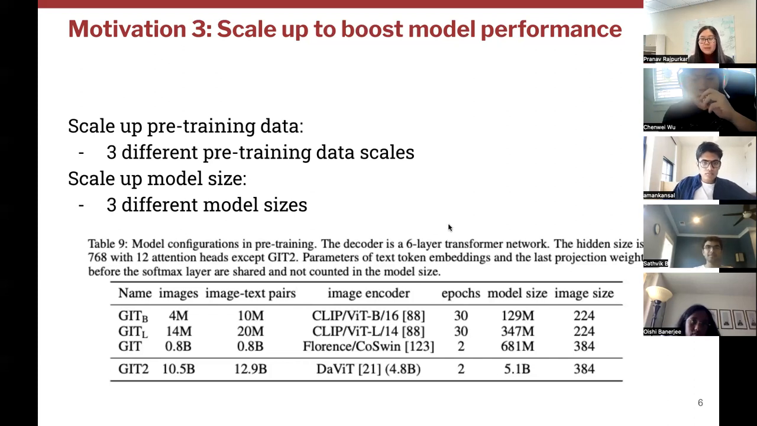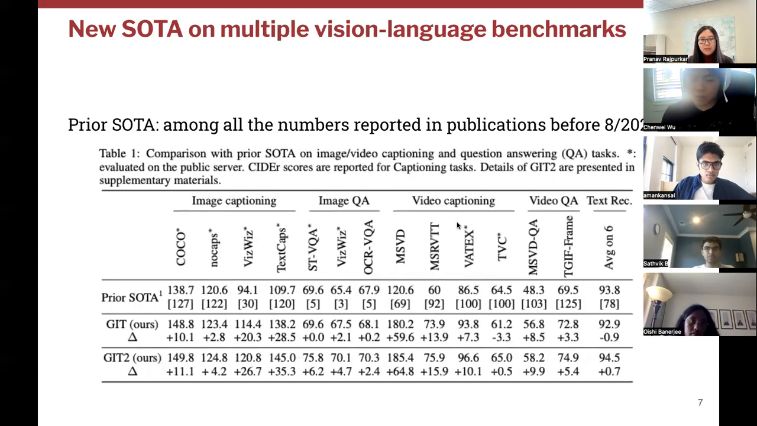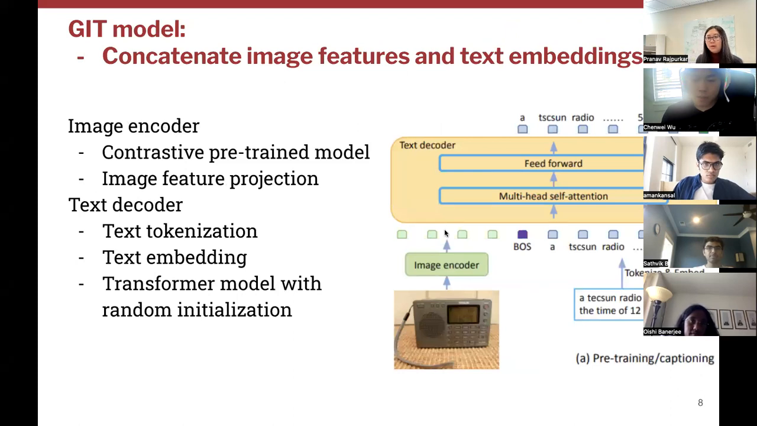So, based on these three key points or motivations, how could we achieve this? What methodology did they propose to achieve state-of-the-art results on different vision-language tasks? Getting into more technical detail for the GIT model, the key point is that we want to use a single image encoder and a single text decoder by concatenating the image features and the text embeddings.